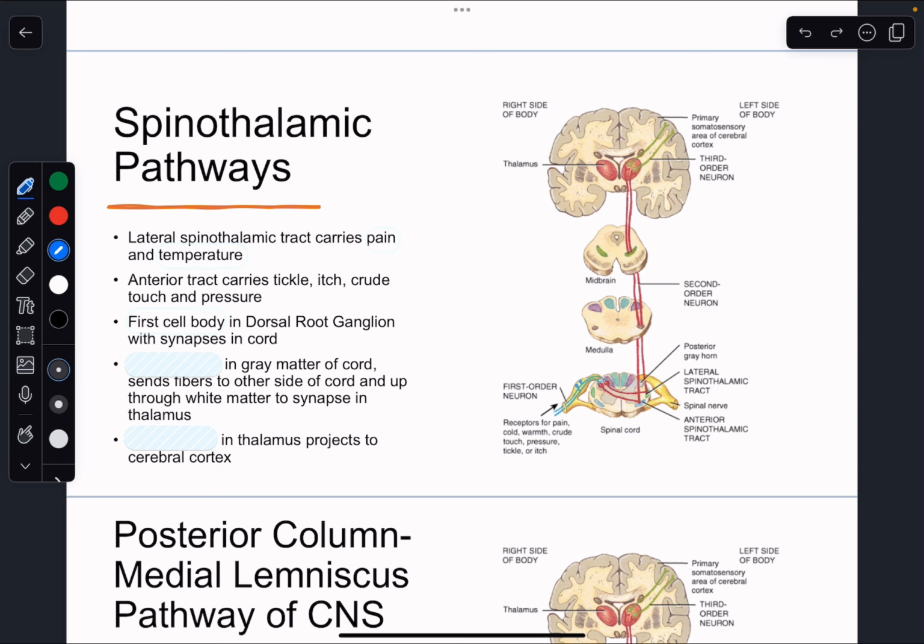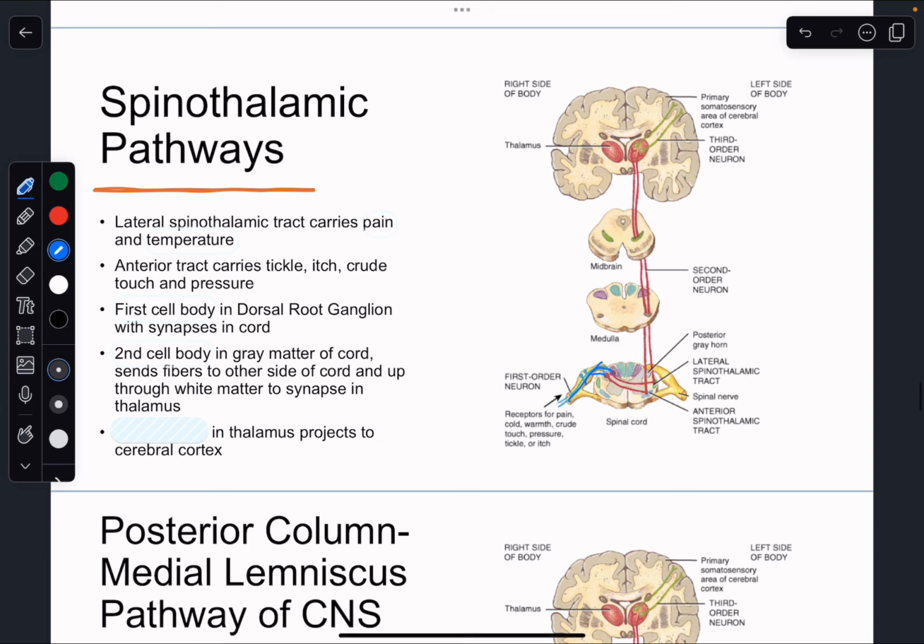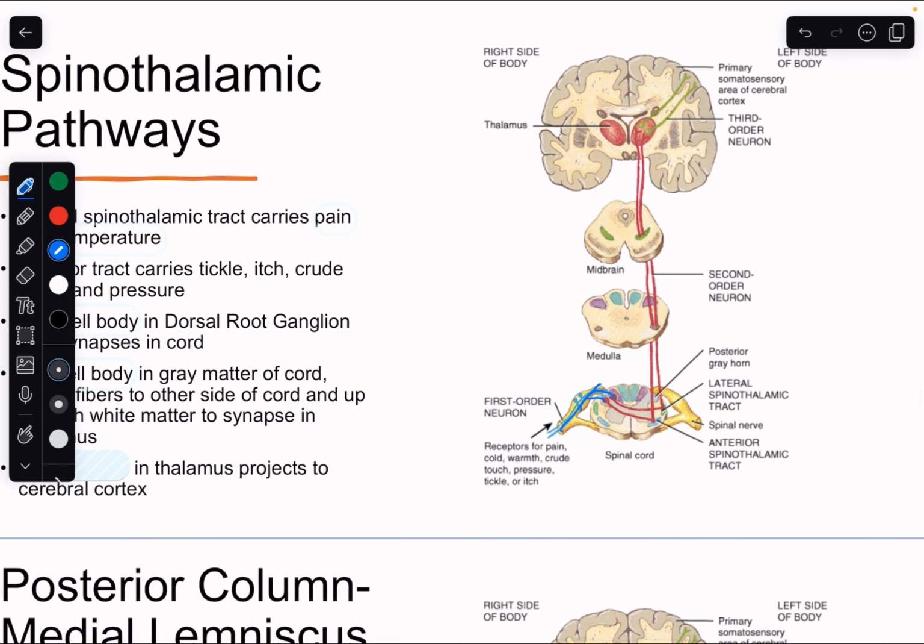So the first cell body is in the dorsal root ganglion, with synapses in the cord. Where's the first root? Right here. You can see it starts off right there. The second cell body, in the gray matter of the cord, sends fibers to the other side of the cord and up through the white matter to synapse in the thalamus. So we start here and it sends it to the thalamus.